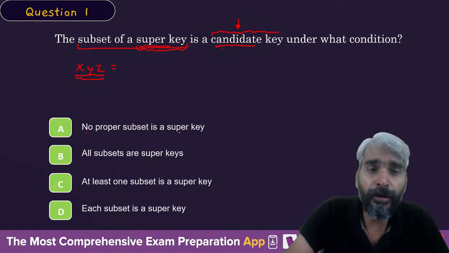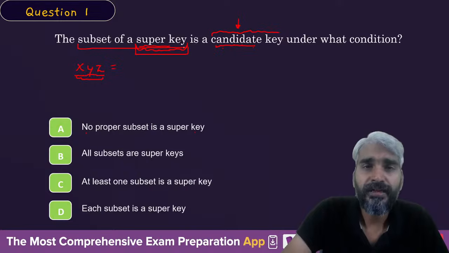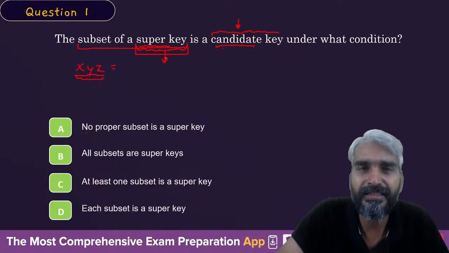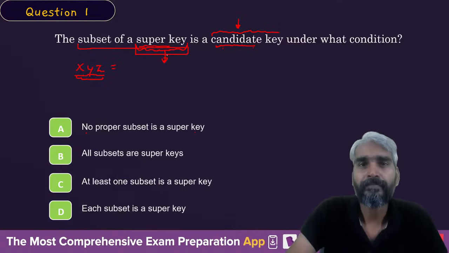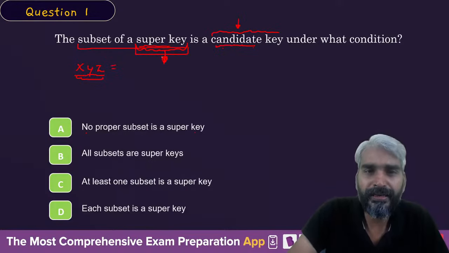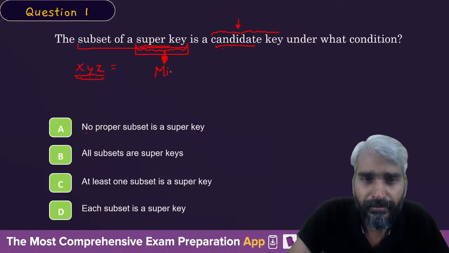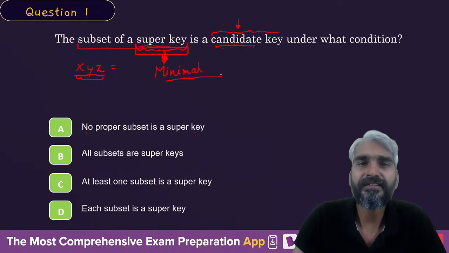It is saying no proper subset is a super key. If no proper subset of a super key is a super key, what does that mean? It means this super key is minimal, yes or no?